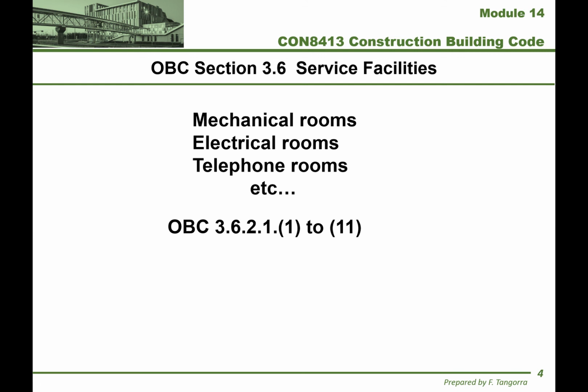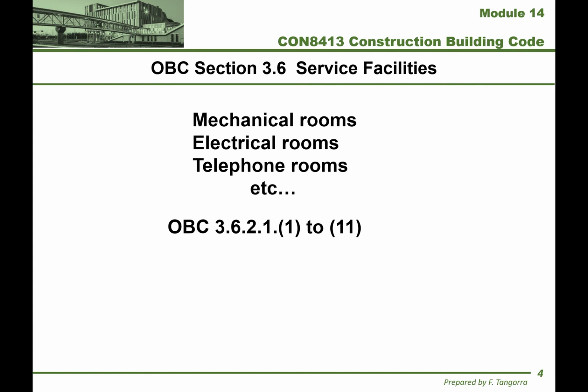Moving on to section 3.6, Service Facilities. This deals with very specific rooms and spaces in a building that need to be fire rated and possibly separated from the rest of the building for a number of reasons. They include electrical rooms, mechanical rooms, telephone rooms, vertical mechanical shafts, garbage chutes, garbage rooms, and so on. Their use is different from the rest of the building, so they need to be properly assembled.